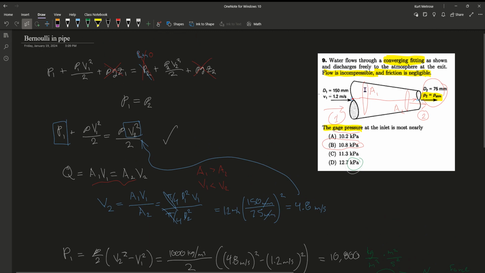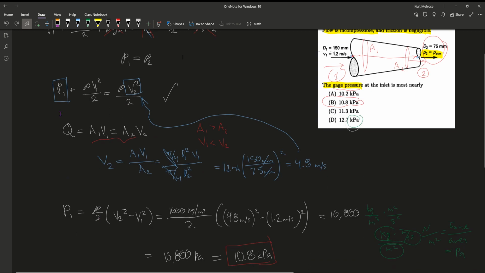So if we recap a bit, just think about what you're given and the conditions and what they're asking for. Because if they were asking for the absolute pressure and not the gauge pressure, we would have not done this as 0, right? And we would have put P atmosphere. So remember the difference between gauge and absolute pressure.